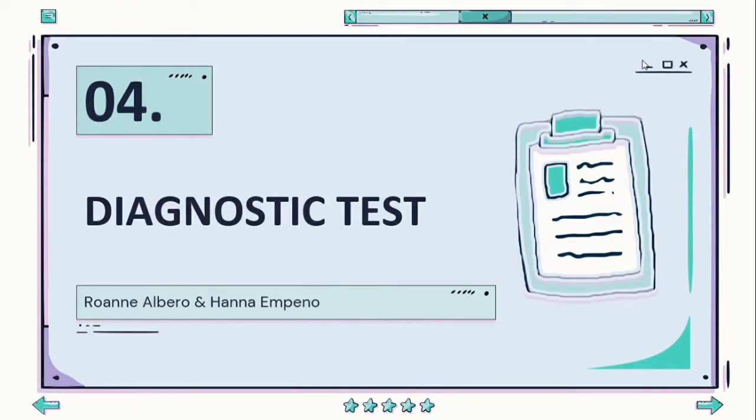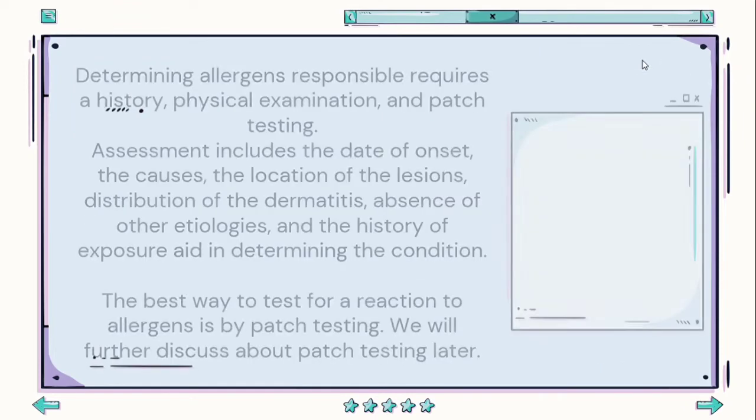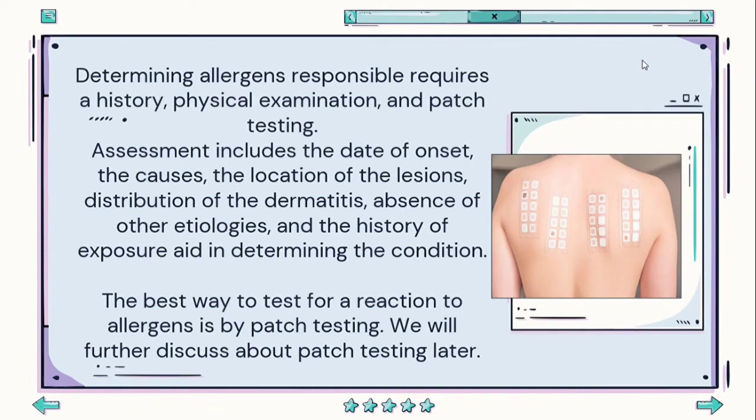Assessment and diagnostic findings. Determining allergens responsible requires a history, physical examination, and patch testing. Assessment includes the date of onset, the causes, the location of lesions, distribution of dermatitis, absence of other etiologies, and the history of exposure aid in determining the condition. The best way to test for the reaction to allergens is by patch testing. We will further discuss about patch testing later.